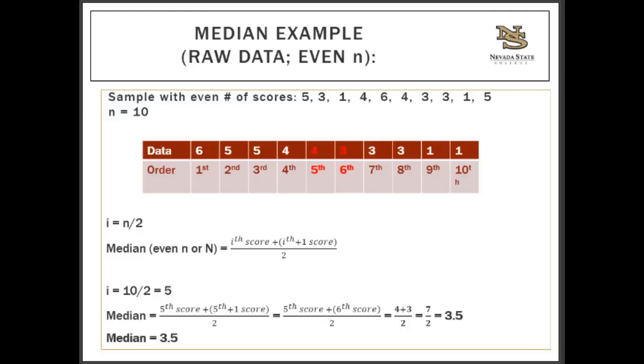Now again, if you counted from the low end, that's fine. You would go, okay, 1 is the first, 1 is the second, 3 is the third, 3 is the fourth, 3 is the fifth, and 4 is the sixth. You'd still end up with 4 and 3 as your 2 midpoints. So then you find the average of those 2 midpoints added together. So 4 plus 3 divided by 2 becomes 7 divided by 2, and the median is 3.5.